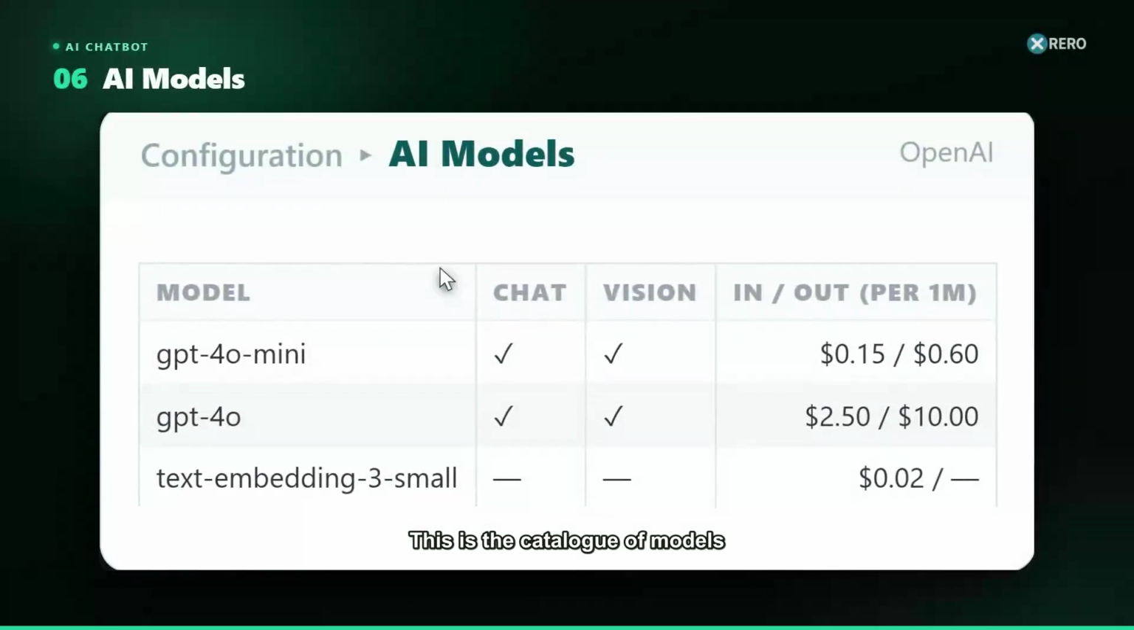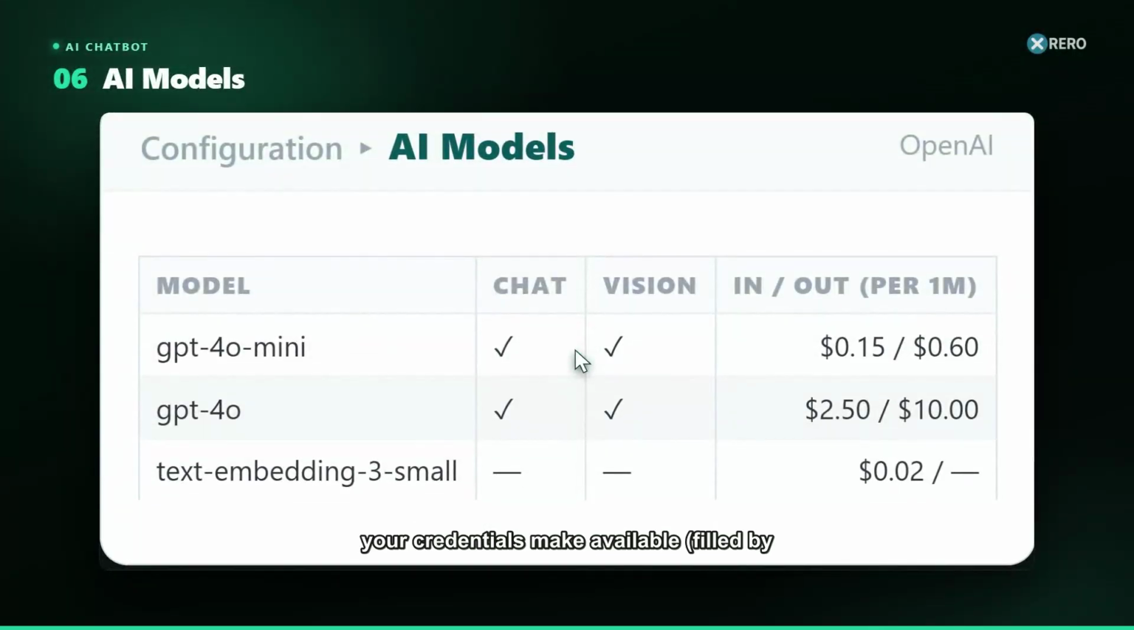This is the catalog of models your credentials make available, filled by fetch models. Each model shows whether it's a chat model, whether it's vision capable, can read images, and its input-output cost per million tokens, so you can balance quality against price.